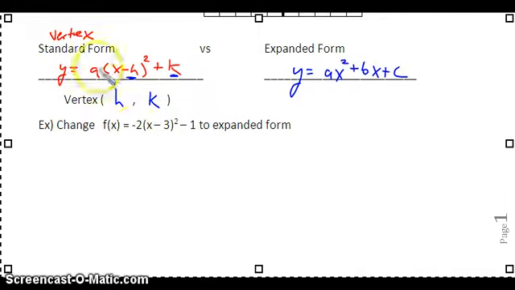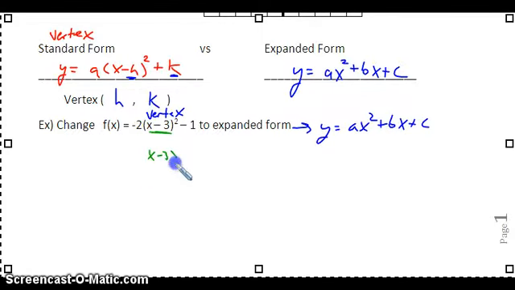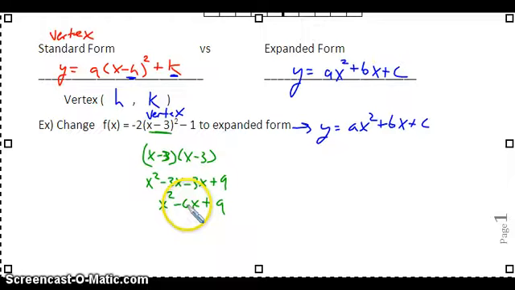So right now I'm in vertex form. So this is vertex form, which they also call standard form. And I want it to go to expanded form. So I want my problem to be ax squared plus bx plus c. So all I have to do is follow order of operations. FOIL that first. So x minus 3 times x minus 3 would give me x squared minus 3x, another 3x, and plus 9. So when I combine like terms, I get that.